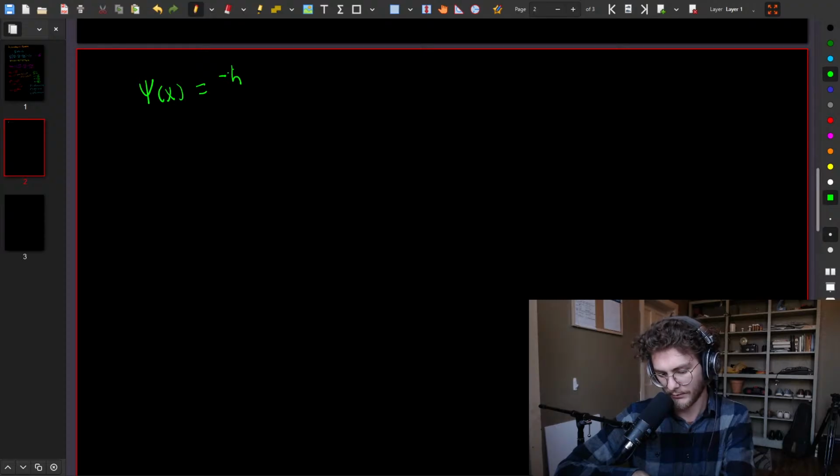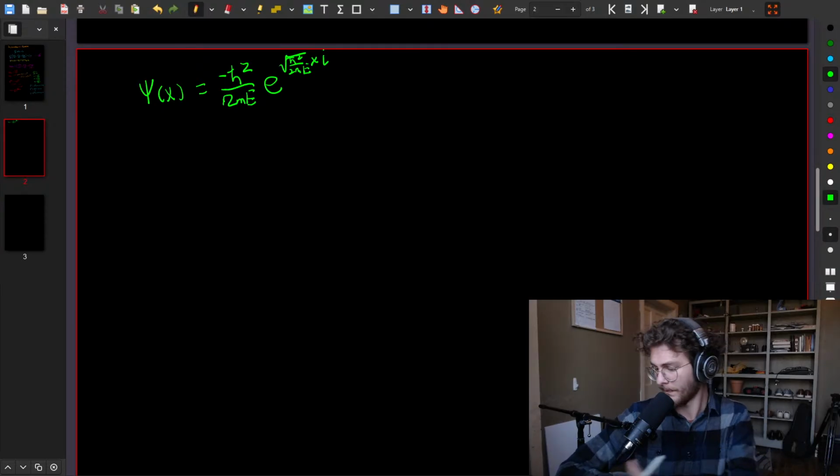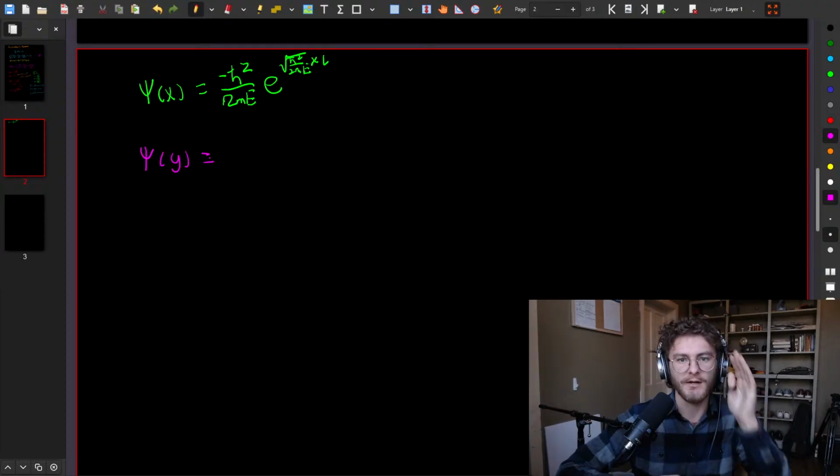negative h bar squared over 2m e to the square root of h bar squared over 2m e. I am mushing this together. x i. Now, all we're doing with the y and the z is changing it. We're going to do an ugly color as well, because it's the same thing. We'll figure this imaginary nonsense out in a second.